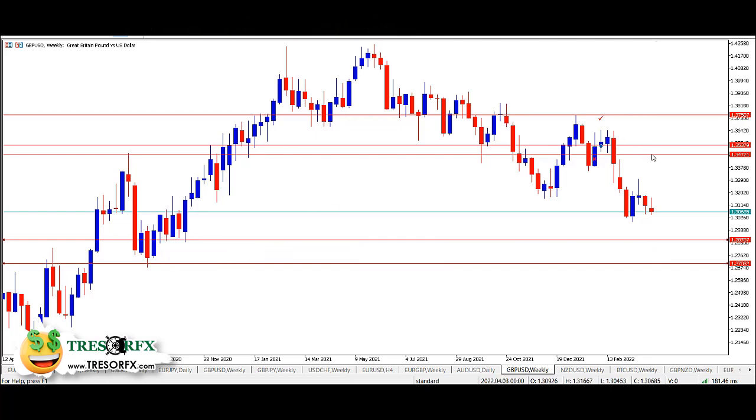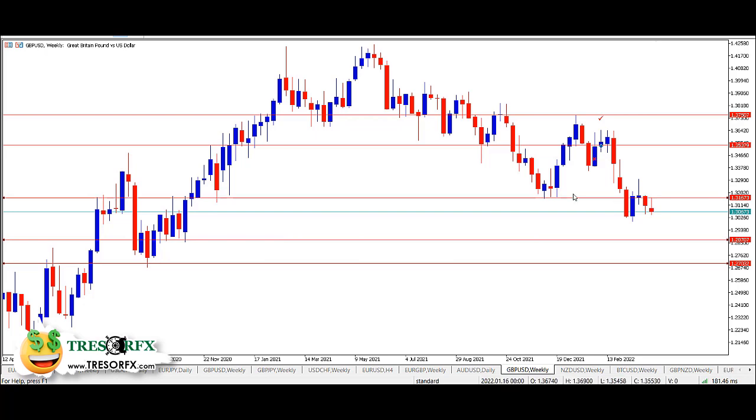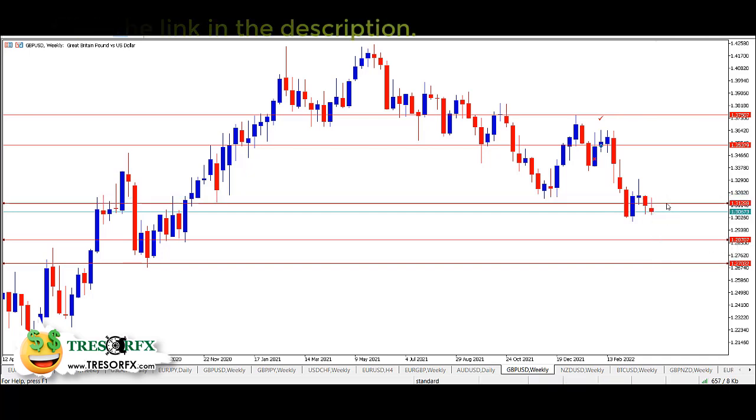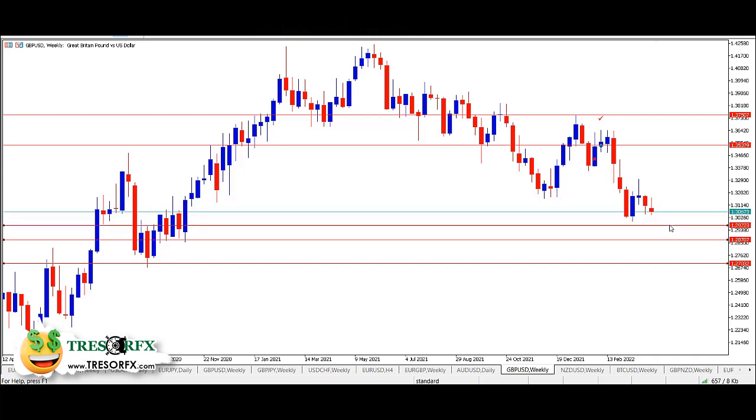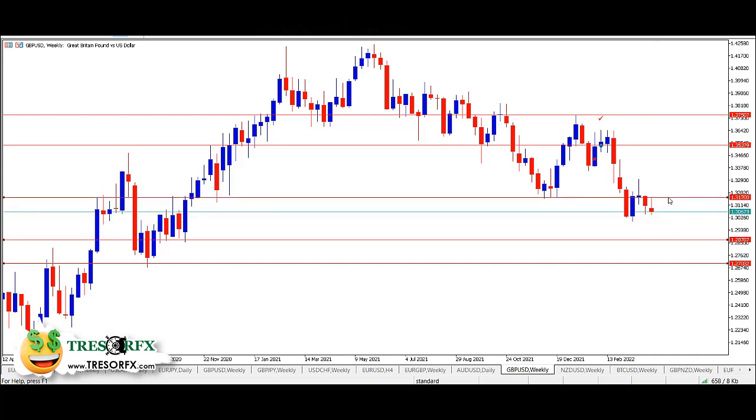And then as regards the stop, I'd like to put this at the base of the swing low here, which took place the beginning of 2022, end of 2021. And as soon as price starts to move down in the direction of our trade, then obviously this stop will be dragged down to protect any potential profits.